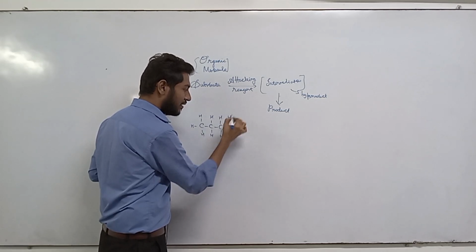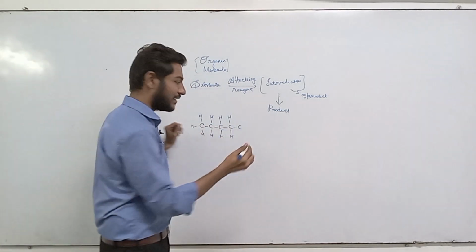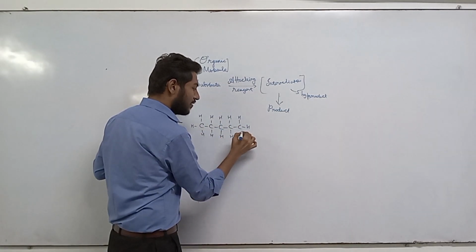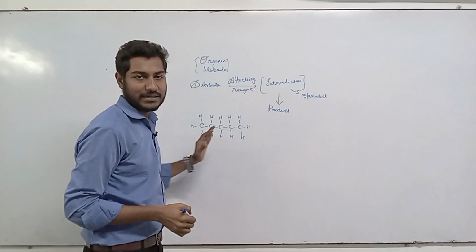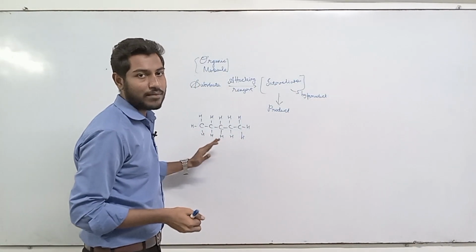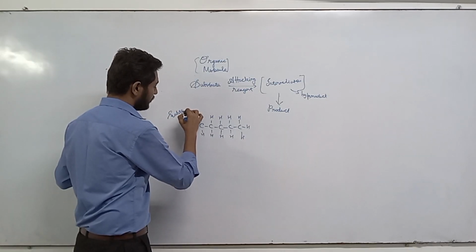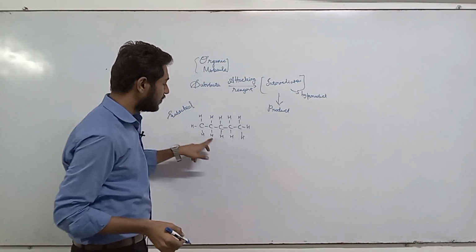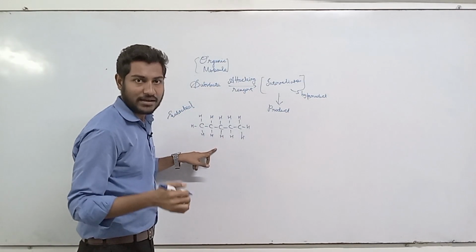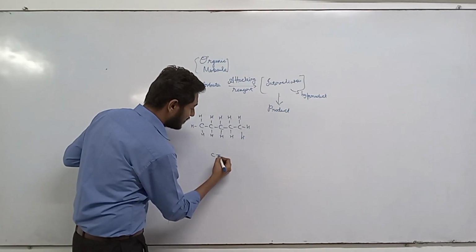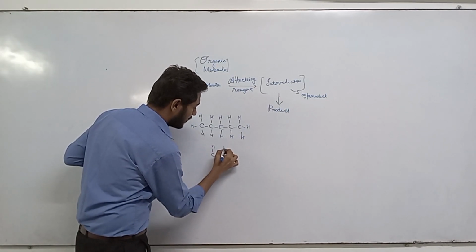Here also it is the same. The terminal carbon always has 3 hydrogen atoms, so all the bonds are filled. If all the bonds are filled, we call the molecule saturated. If 2 hydrogen atoms are missing, or the compound has 2 fewer hydrogen atoms, we have a double bond.